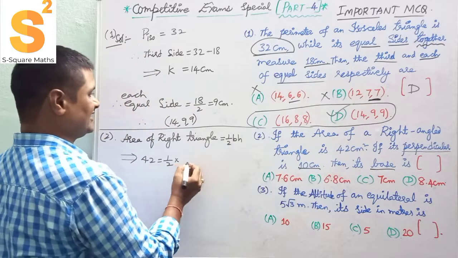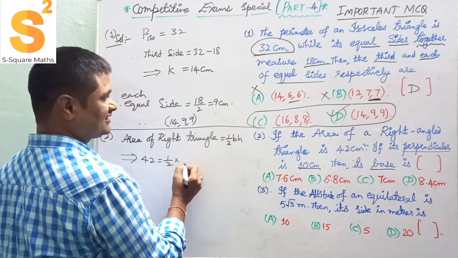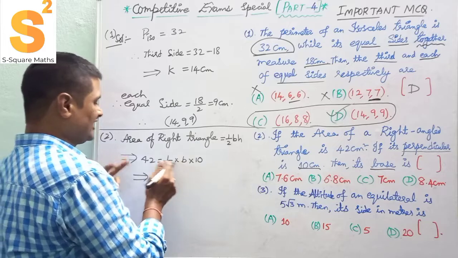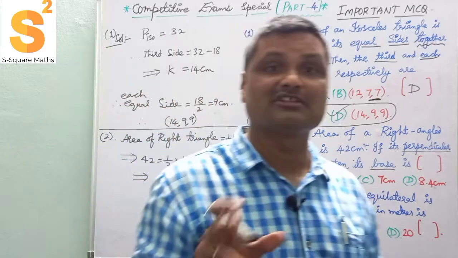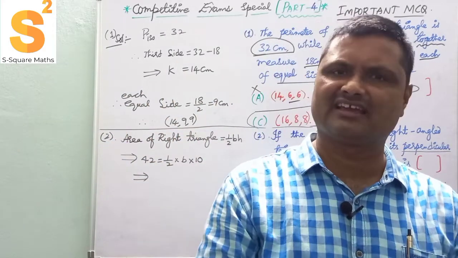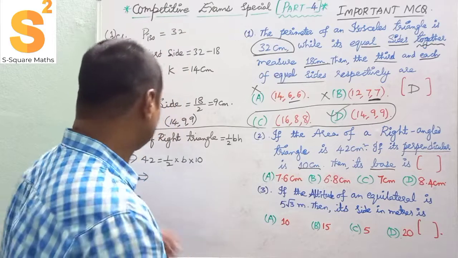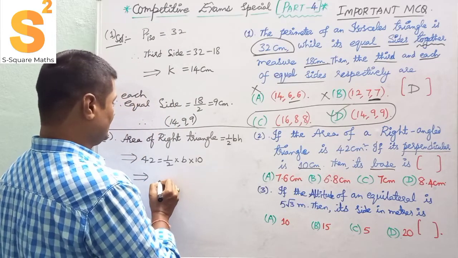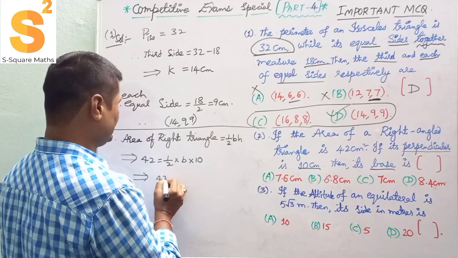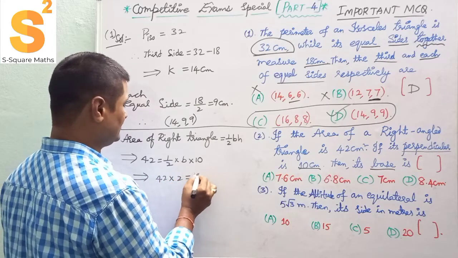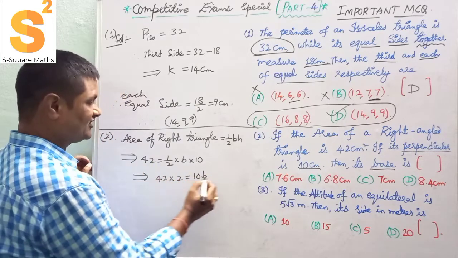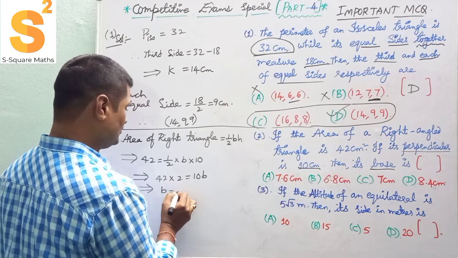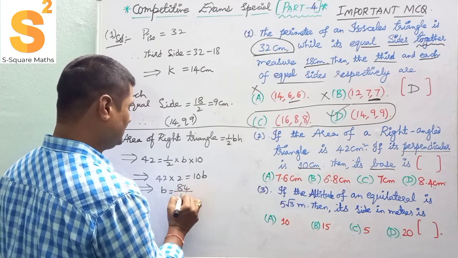So this implies I can write base we have to find, so into 10. If you observe carefully, this is a linear equation in one variable, a simple equation. Already we discussed earlier, you know very well many concepts. So this implies, now I can write here 42 into 2 is equal to 10b by cross multiplication. So this implies I can write now b is equal to 84 by 10.